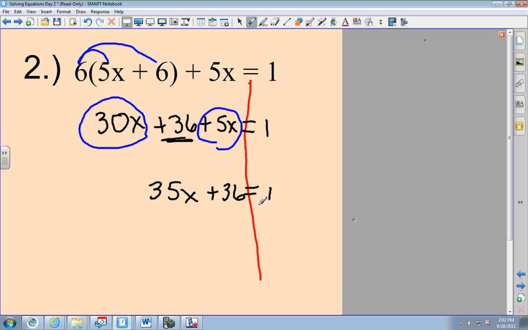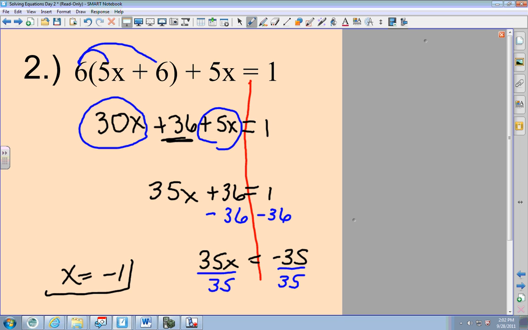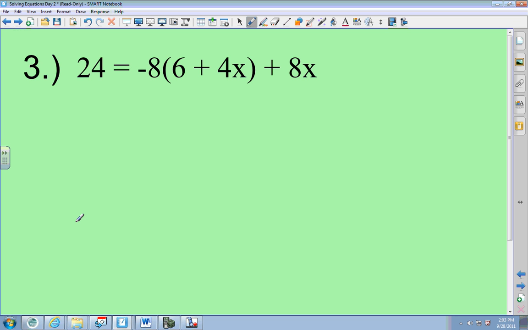Okay, so now subtract 36 from each side. I'm going to get 35x equals negative 35. I'm going to divide by 35. I'll write my answer over here. X equals negative 1. Again, make sure you check it. Left-hand side y1, right-hand side y2. Next one. Pause the video. Try and work it out. Check it in the calculator. Come back and see how you did.